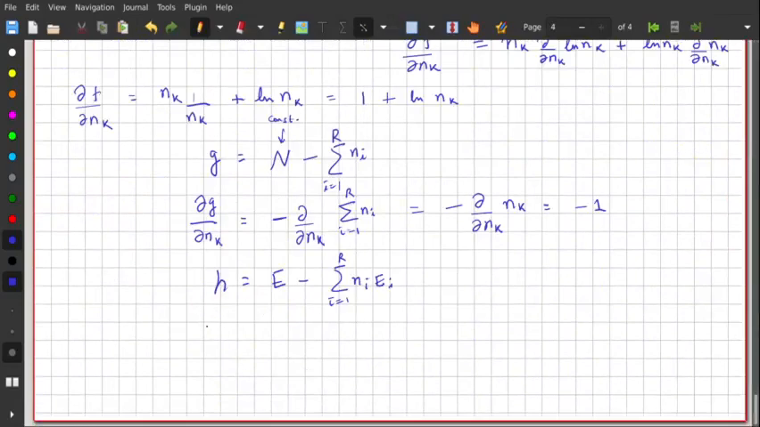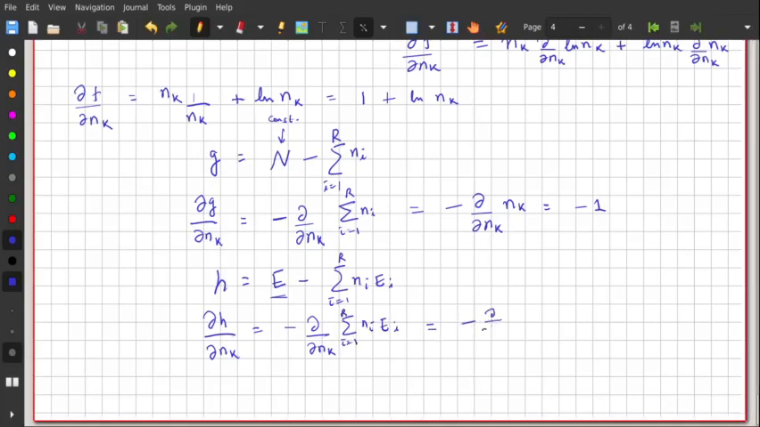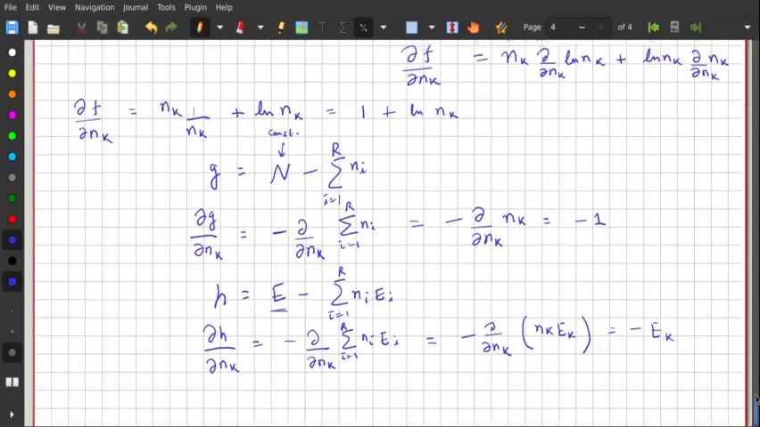Okay, and if you write partial h with respect to n_k, again, given that we are dealing with an isolated system, E is constant, so that is 0. So what we have is negative partial with respect to n_k of the sum over i equals 1 to r of n_i e_i, and the only term that will contribute again is the kth term itself. This is minus partial with respect to n_k of n_k e_k, so this becomes minus e_k. Okay, so we have all the derivatives now.